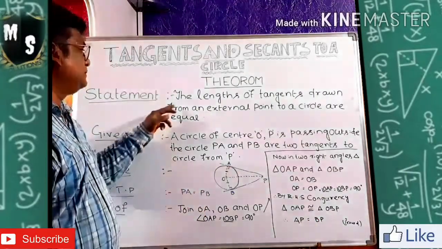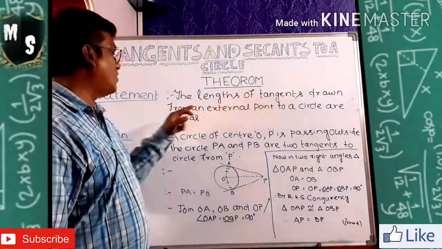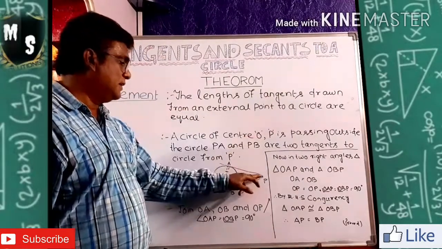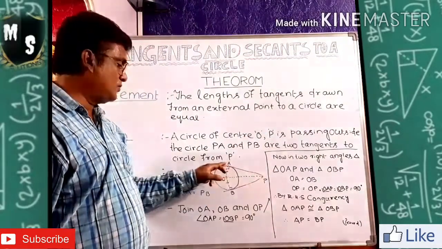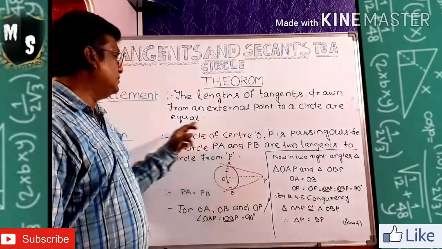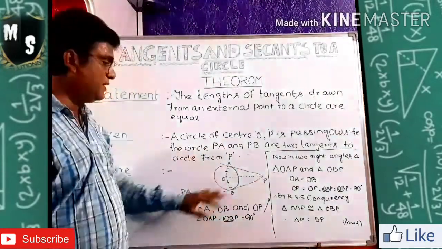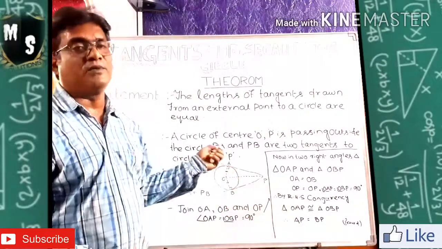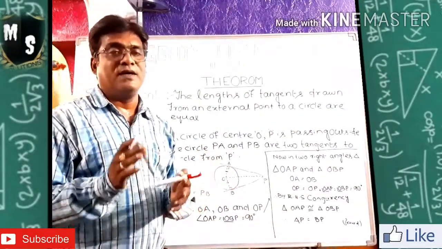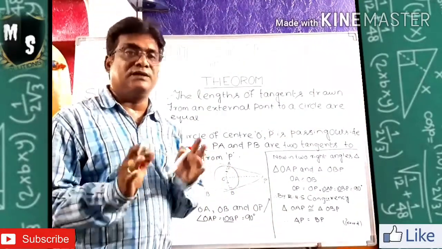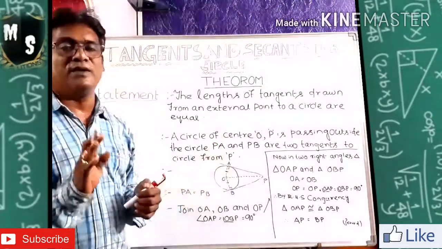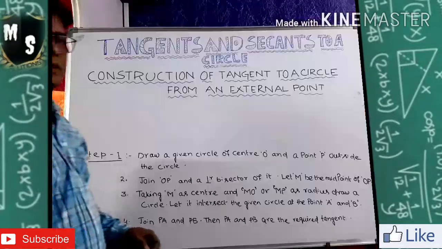So what is the statement? The lengths of the tangents drawn from an external point: if you draw two tangents to a circle from an external point, then they are equal. This will be equal to this. That is our proof. We did it nicely, a very easy proof. But this proof is very, very important. It will come in the exam. If circle theorems come, then this is the theorem you have to remember and practice nicely.